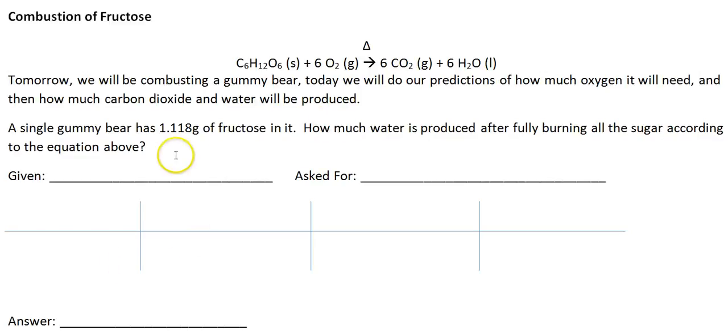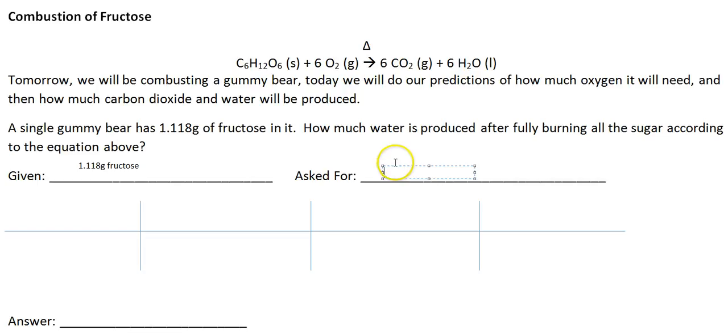So in demonstrating the first piece, students kind of freak out when they look at the longer chart. So we're going to break it down for them piece by piece. First thing we're going to look at is our given, which is 1.118 grams of fructose. Now I'm going to use the words here rather than the chemical symbols.